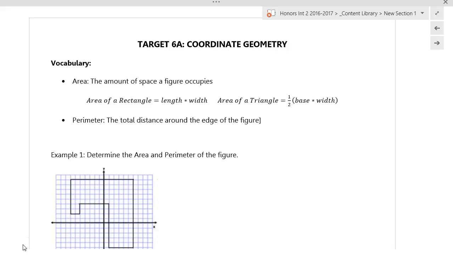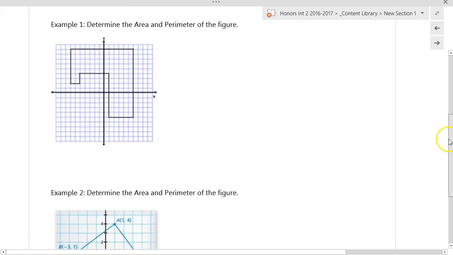So remember area. We have really two formulas for area that we've seen before. You should know the area of a rectangle is length times width, and the area of a triangle is 1/2 times base times height. Perimeter is the total distance around the edge of the figure. So basically for these, everything that we have, we are going to cut into different size rectangles and different size triangles. So let's look at example 1.